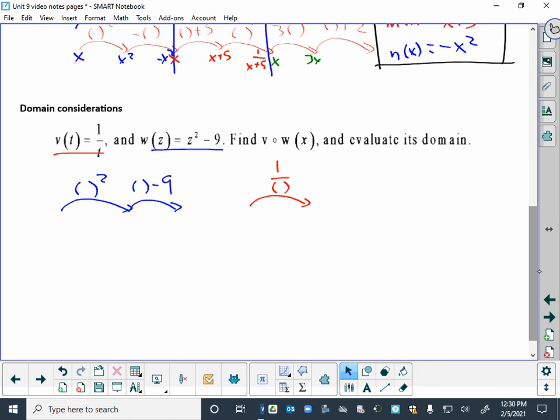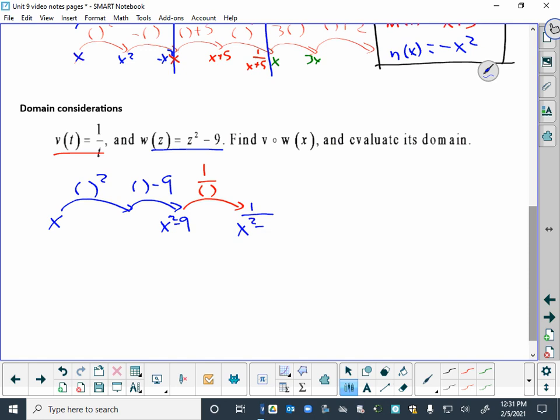Okay. So v circle w does the w first, and then puts the v at the end of it. And so at the end of the two blue arrows, I know I'm getting an x squared minus 9, because it wanted me to start with an x. And so this is 1 over x squared minus 9. Okay. With this function, this red one, the reciprocal function, had a domain restriction that said that x cannot equal 0.